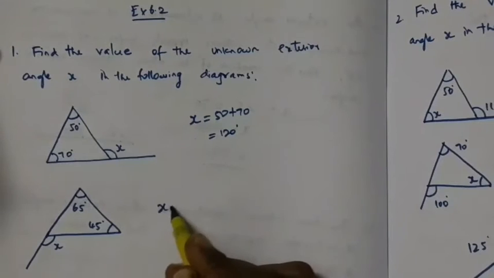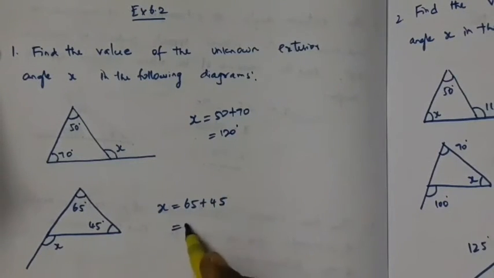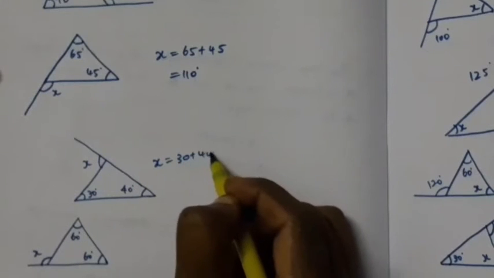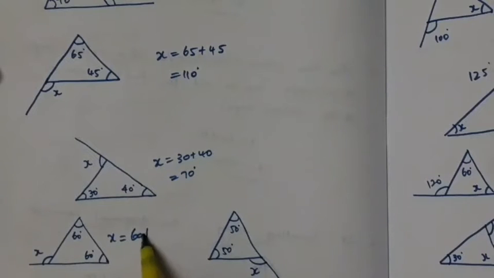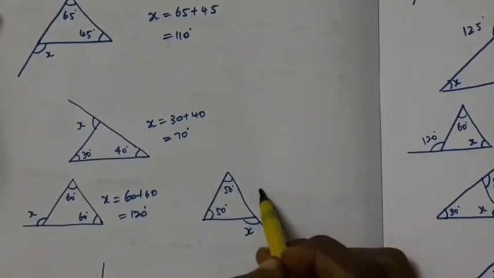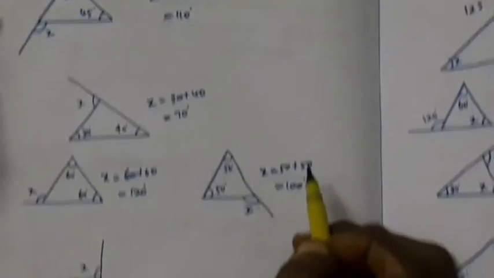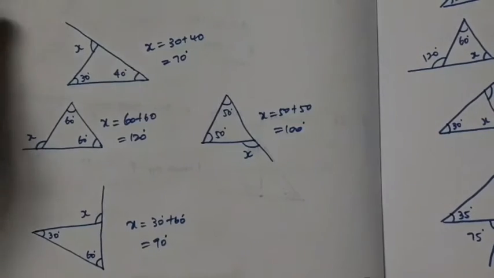Here what is x? x equals 65 plus 45, that is equal to 110. Here x equals 30 plus 40, which is 70. Here x equals 60 plus 60, that is 120. Here x equals 50 plus 50, 100. Here x equals 30 plus 60, just 90 degrees.